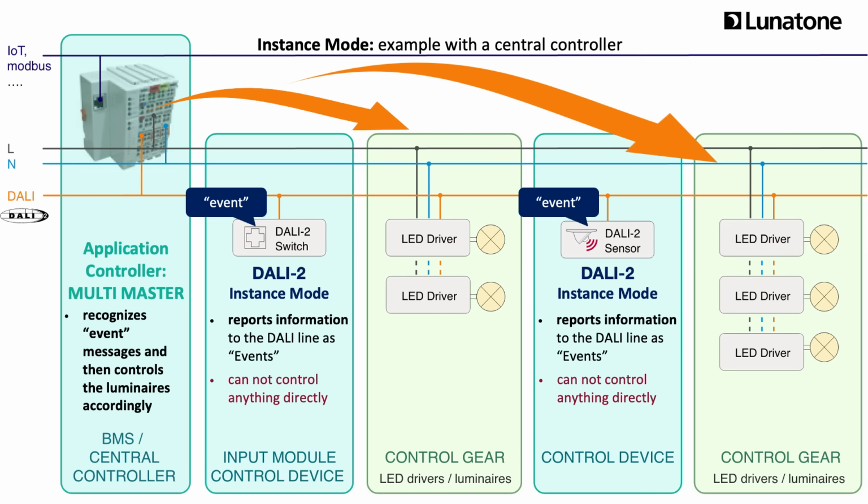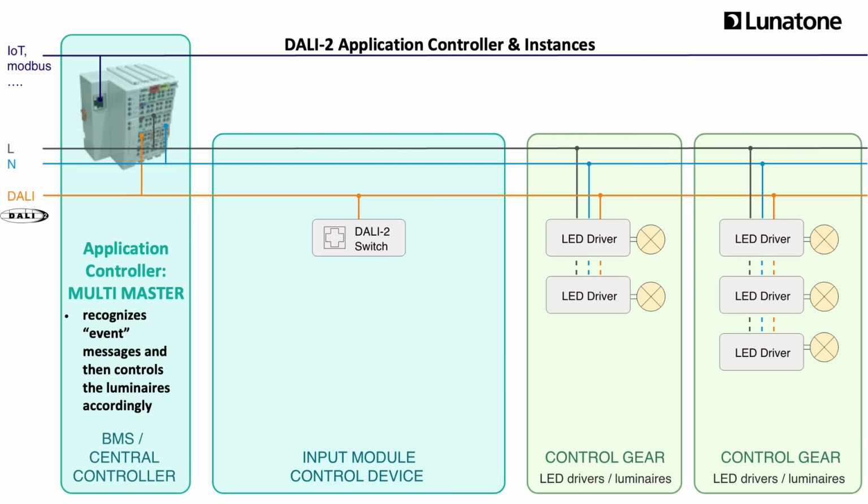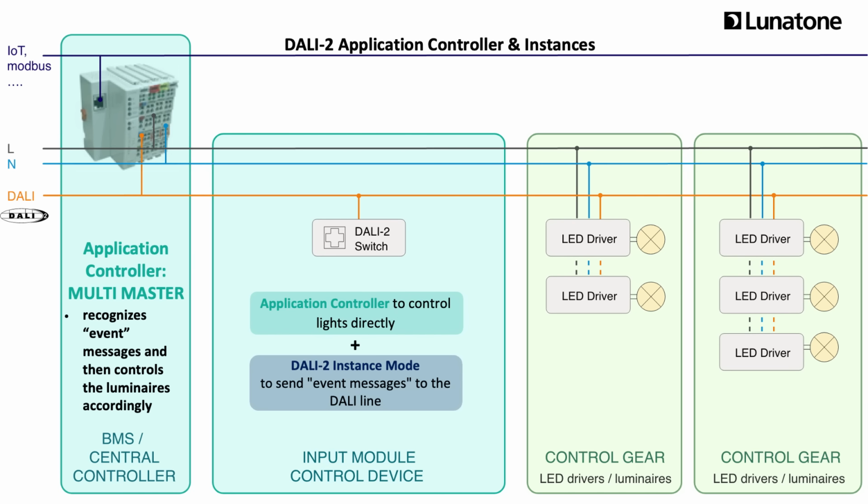The event messages are precisely defined in the DALI-2 specification for occupancy sensors and light sensors, push buttons, and input devices. Part of this definition is how an event message should look, how the instance mode is activated and deactivated, and which setting options should be available. The setting options include, for example, which inputs should be sent as event messages, as well as options for repetition speed. DALI-2 also allows a control device to have an application controller and use the instance mode as well.